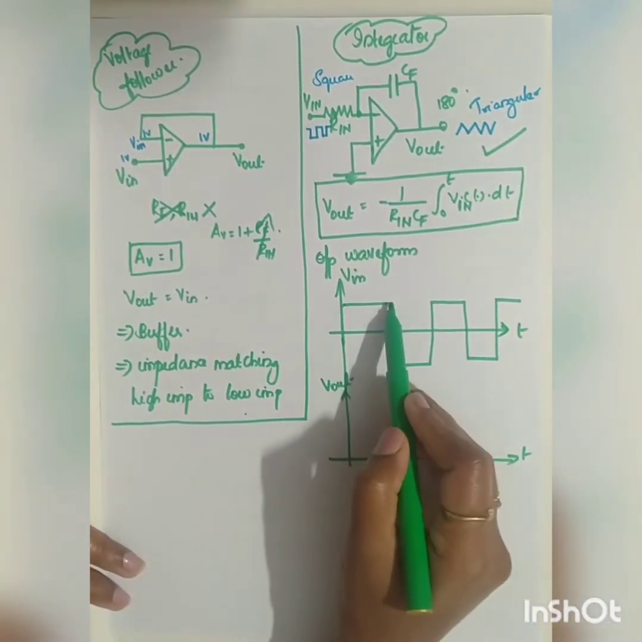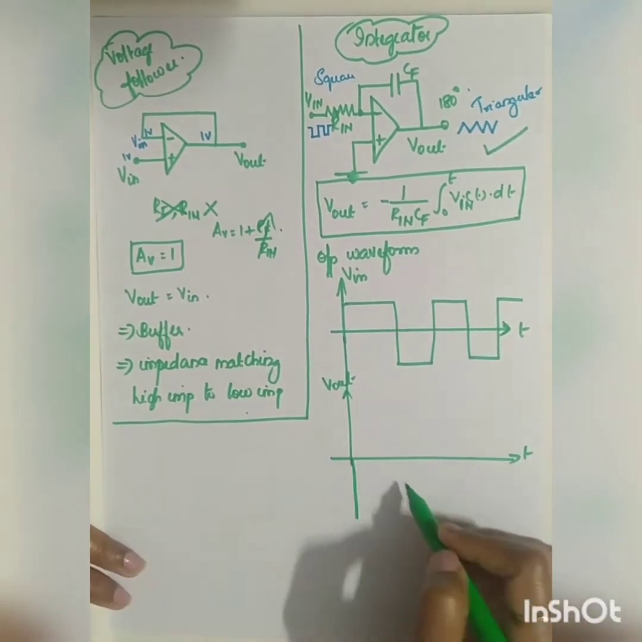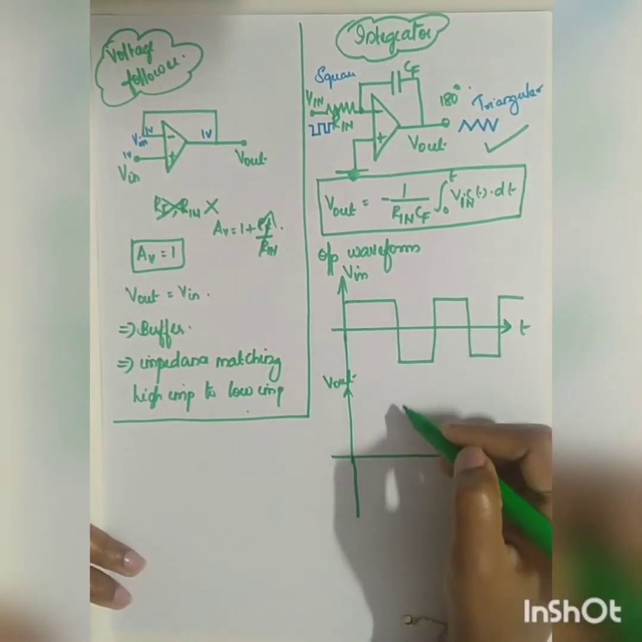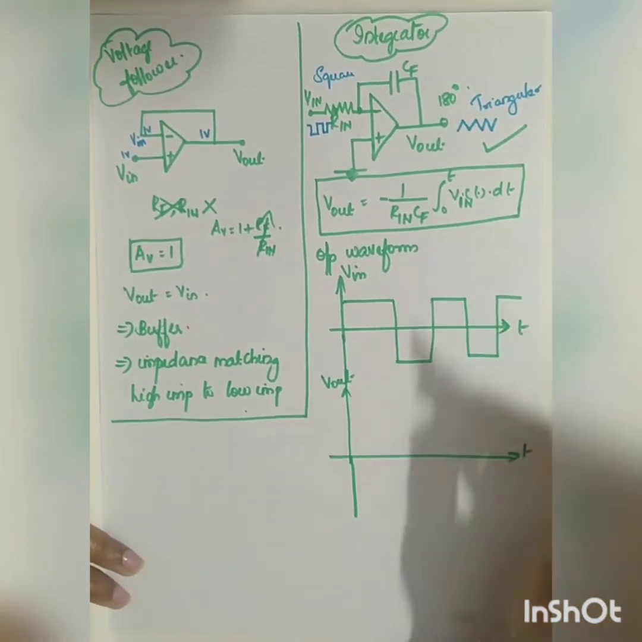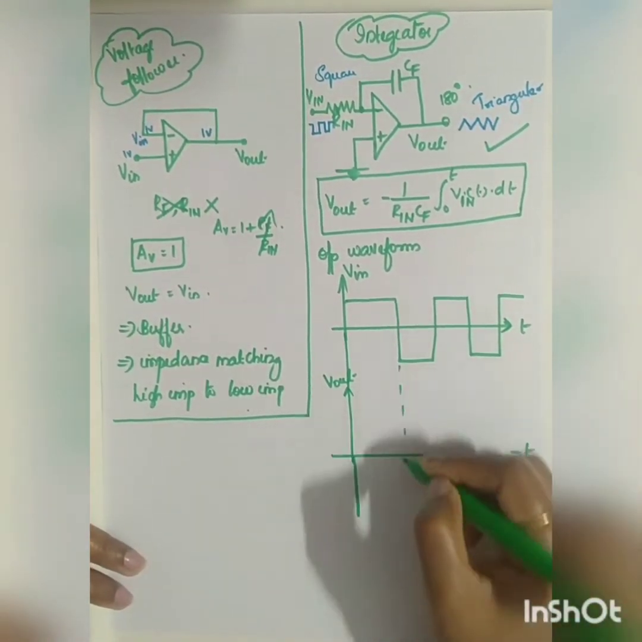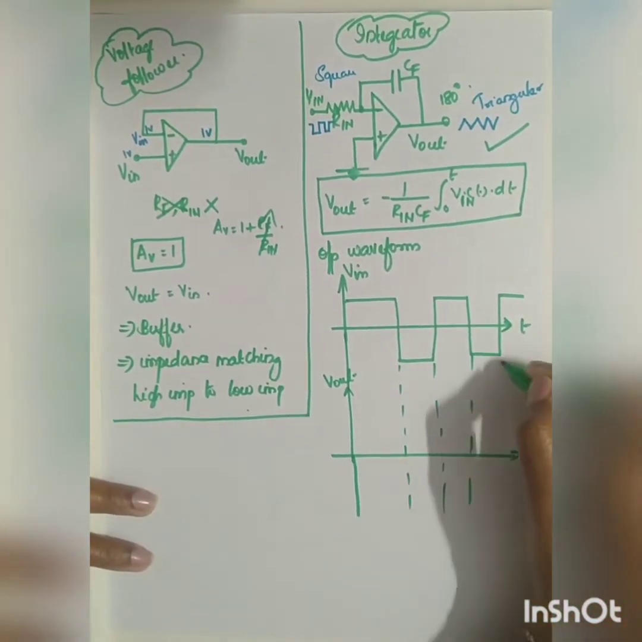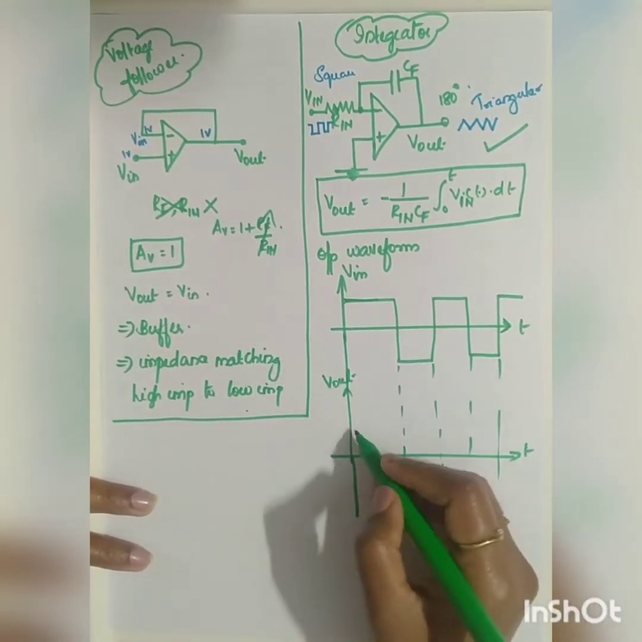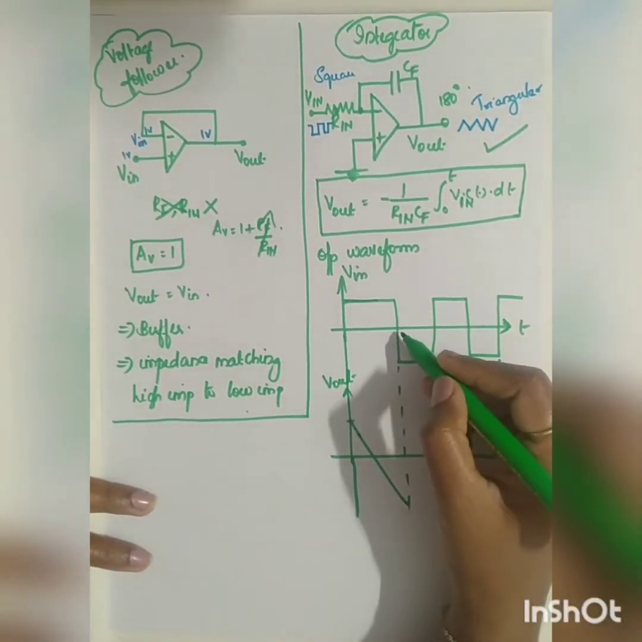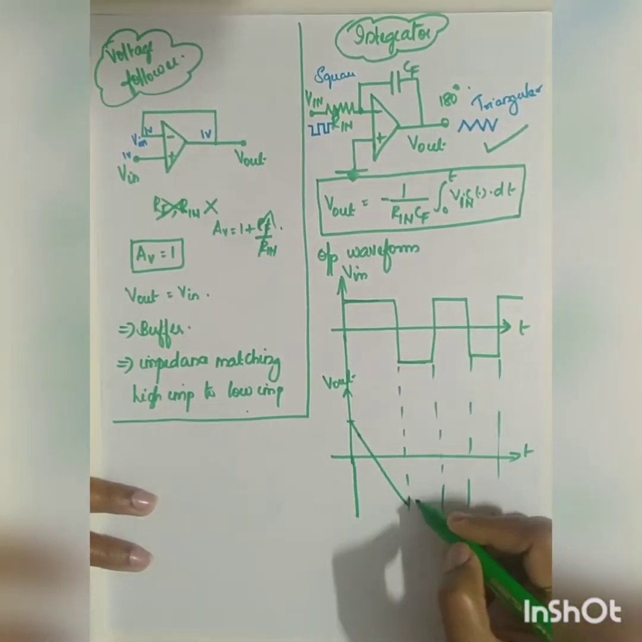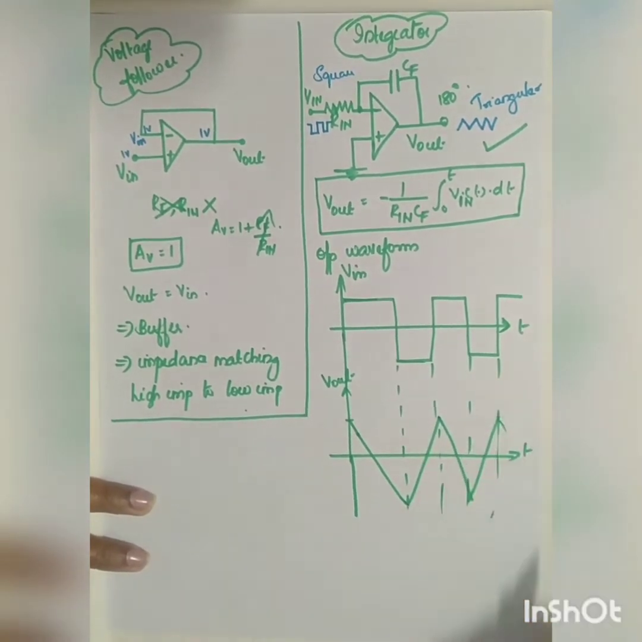So if the input is positive, the output will be charging towards the negative. Similarly, when the input is negative, your output will be positive. So your output will be a triangular wave which will look like this. Here the input is positive, so you will be getting the signal towards the negative half cycle. Now here it is negative, so you will be getting the signal across the positive half cycle. This is how you get a triangular wave.